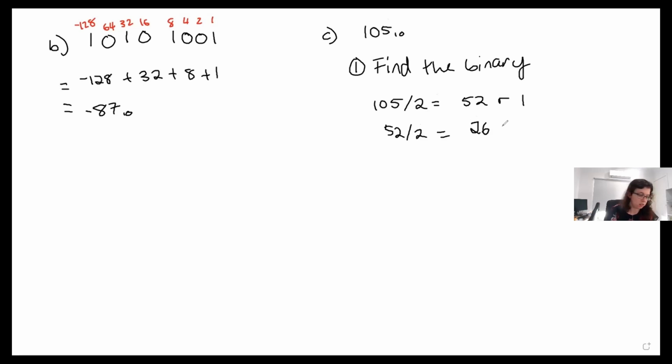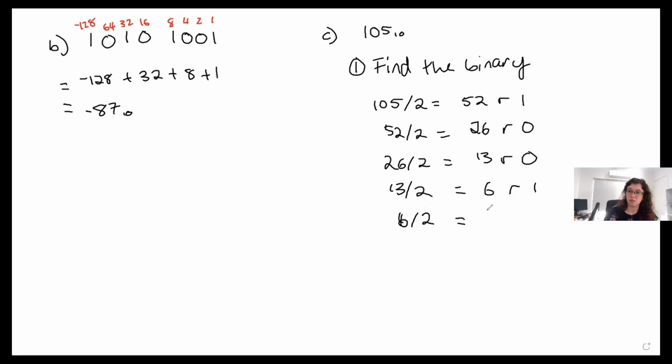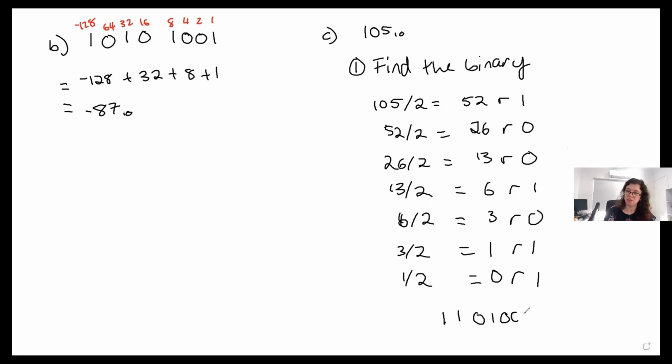That's going to be 26 remainder 0, 6 divide 2, 13 divide 2, 6 remainder 1, that one. 6 divide 2 gives us 3 remainder 0. 3 divide 2 is 1 remainder 1. And lastly, 1 divide 2 is 0 remainder 1. So then we read off backwards. We get 1, 1, 0, 1, 0, 0, 1. That's only a 7-bit number, so to make it 8-bit, we add our padding 0 at the front. And that's it. That's the whole process for a positive number.